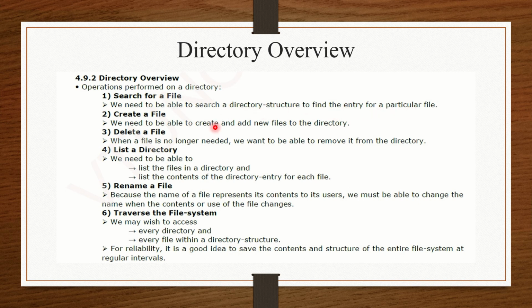You can search for a file inside the directory, you can create a file inside the directory, and you can delete a file. If you no longer need a file, you can delete it. First you have to find that file in the directory and then remove it from that directory. Then list a directory: we need to be able to list the files in a directory. To know what files a directory contains, you can use the list option, so that you can see which files are in that particular directory. That lists the contents of the directory entry for each file.